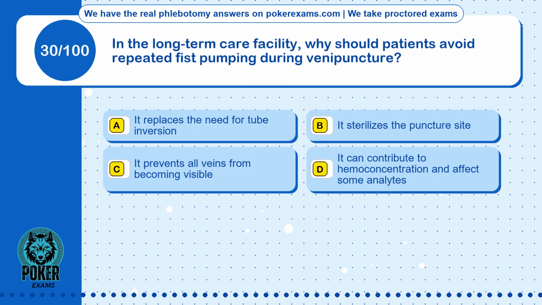Question 30. In the long-term care facility, why should patients avoid repeated fist pumping during venipuncture? Option A. It replaces the need for tube inversion. Option B. It sterilizes the puncture site. Option C. It prevents all veins from becoming visible. Option D. It can contribute to hemoconcentration and affect some analytes.